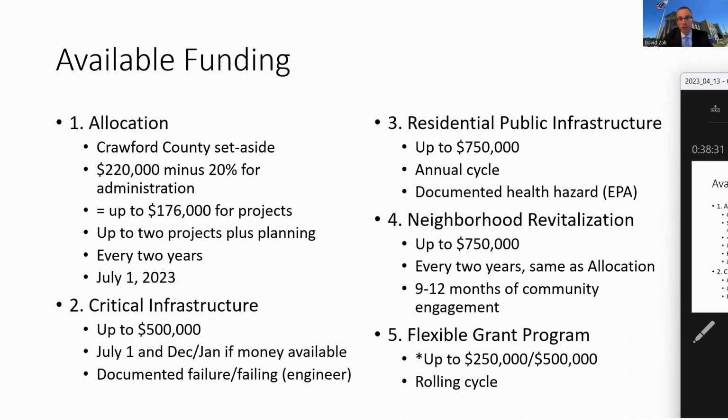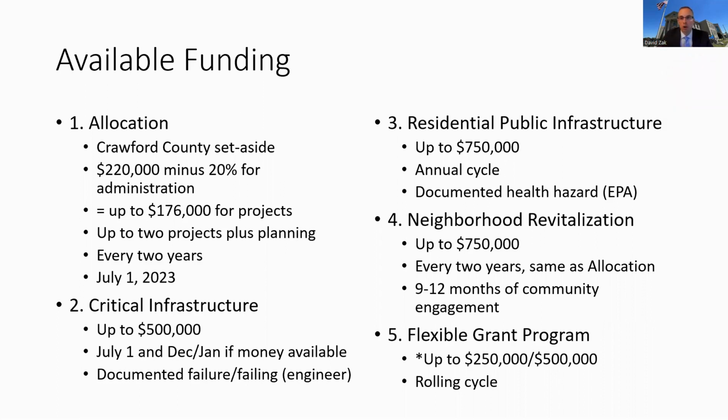So I'm going to start with critical infrastructure. That's number 2. Critical infrastructure is for road, water, sewer, basically infrastructure. Now, in order to get money for critical infrastructure, you need to have an engineer say that whatever you're looking to do is failing or failed. So if you've got a bridge that looks like it's going to fail soon, or the road's failing, or the water plant's on its last leg, or you've got a water line that's busted or about ready to collapse, and an engineer said this is failing or failed, you can get up to $500,000. This money happens every year, unlike the set aside, which is every 2 years.